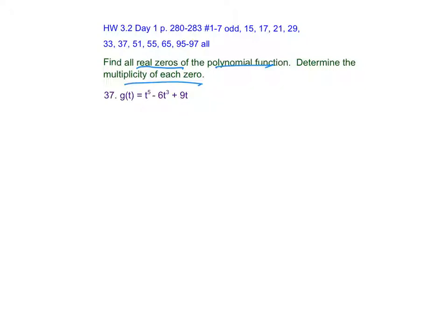So to find zeros, we're going to set g of t equal to 0, and that's going to be t to the fifth minus 6t cubed plus 9t. This is how we find zeros, whether real or not. This problem asked exclusively for real zeros, so we can ignore imaginary zeros.